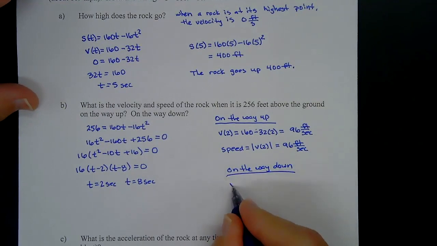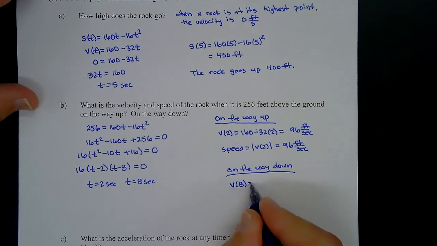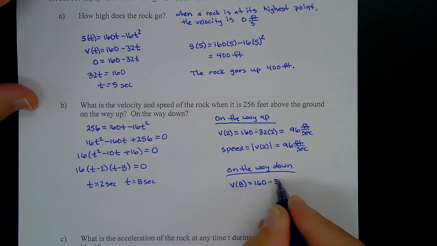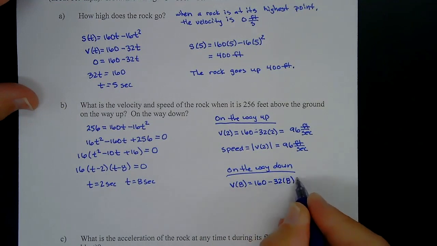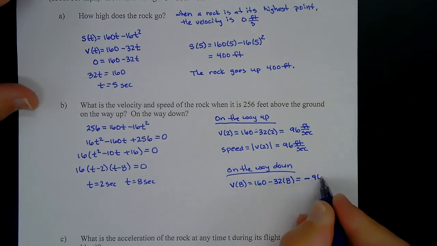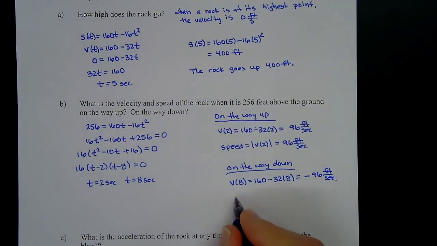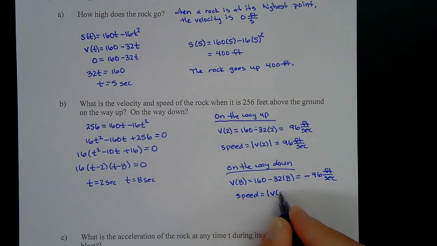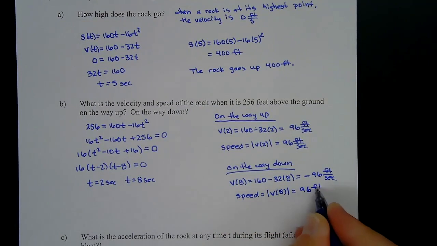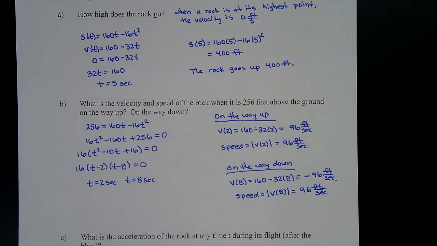So on the way down, that would be v of 8, and that'd be 160 minus 32 times 8. That would actually give you negative 96 feet per second. And then the speed on the way down would equal the absolute value of v of 8, which would wind up being just plain old 96 feet per second. Okay, so that's the velocity and the speed on the way up and also on the way down when the rock is at 256 feet above the ground.